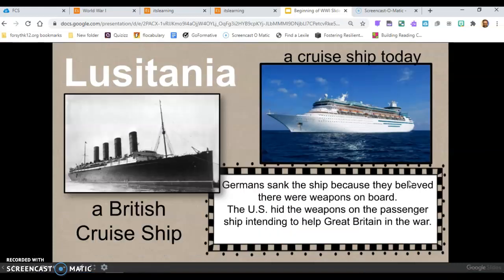And so if you see the Lusitania, it's similar to what a cruise ship would be like today. That was primarily just for passengers. Now, Germans did sink the ship because they thought that there were weapons being hidden on board, and the U.S. did hide weapons on these passenger ships that were going to Great Britain. And so Germany had warned them and said that they would shoot them down and sink them.